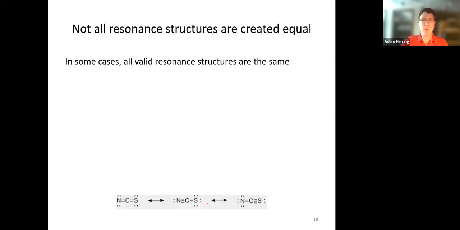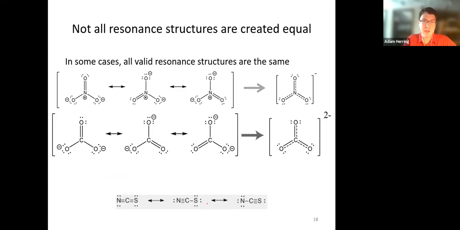Okay, so at this point, we've talked about resonance structures where all of the resonance forms are the same. In some cases, this is true, as we just saw with nitrate and carbonate. But in some cases, it's not true. Take a look at this molecule below. This is thiocyanate, and its resonance structures, it turns out, are not equivalent. A double bond between carbon and sulfur, carbon and nitrogen, is not the same thing as a single bond and a triple bond, or a triple bond and a single bond. So do these differences matter? Let's talk about it.